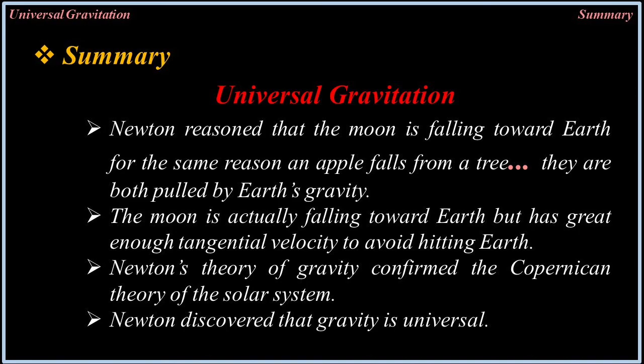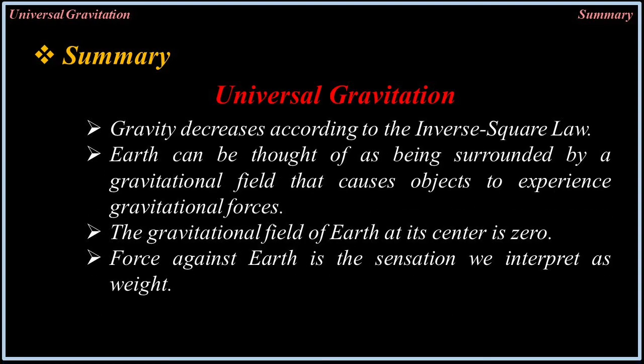Newton's theory of gravity confirmed the Copernican theory of the solar system. Newton discovered that gravity is universal. Gravity decreases according to the inverse square law. Earth can be thought of as being surrounded by a gravitational field that causes objects to experience gravitational forces. The gravitational field of Earth at its center is zero. Force against Earth is the sensation we interpret as weight.